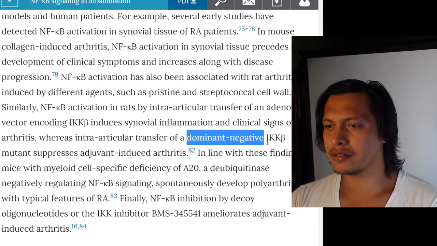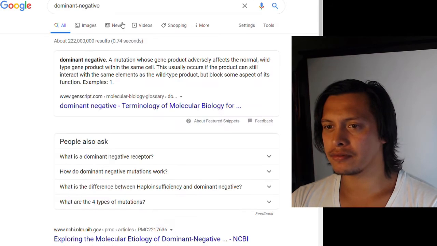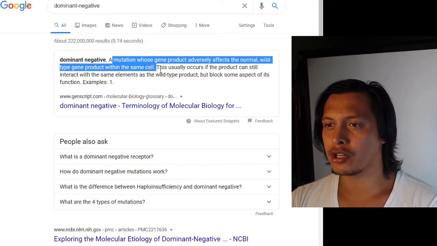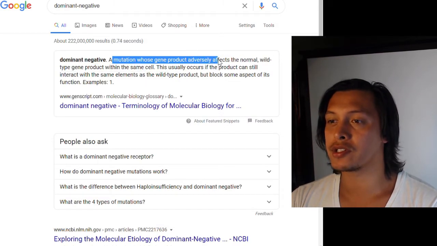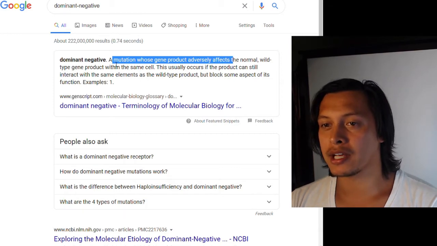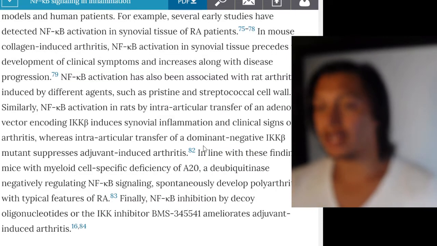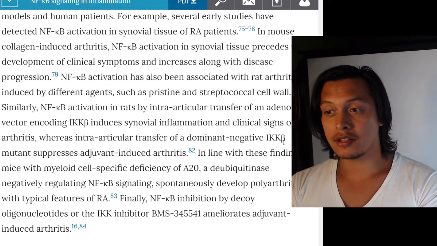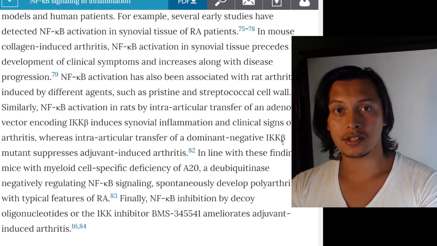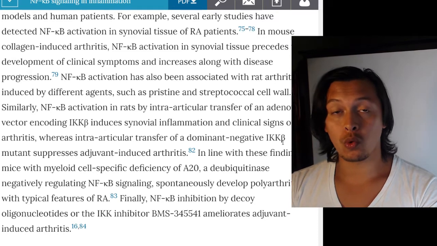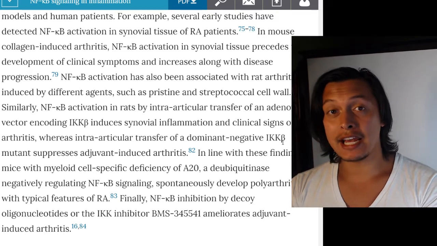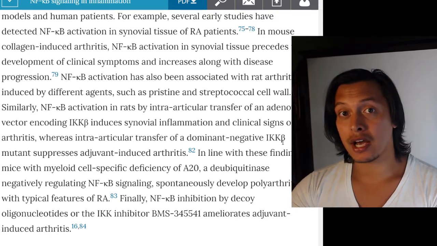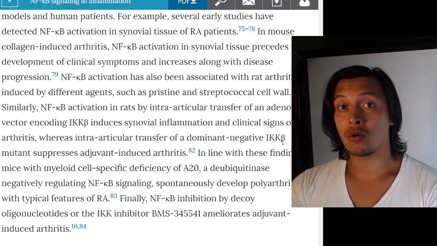I don't know what dominant negative means. A mutation whose gene product adversely affects the normal wild type gene product. Okay, so when they add a dominant negative version of IKK beta, this is a mutant that does not work, or doesn't work the same way. And in fact, by introducing it, it makes the wild type or the normal gene work worse.